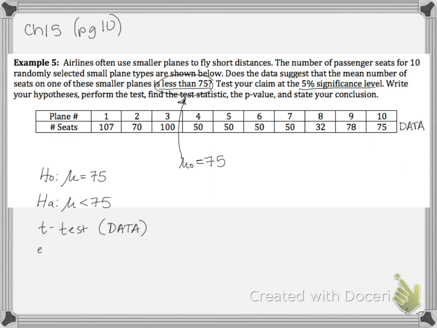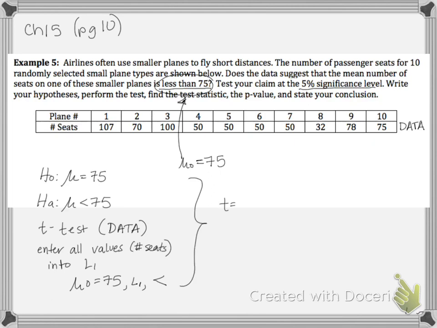So you would enter all values for number of seats into L1. And when you go to data, you'd put in mu naught equals 75. Your data is in list 1, and you'd make sure you select the less than arrow. Okay? All this provides us with a t-score and a p-value.